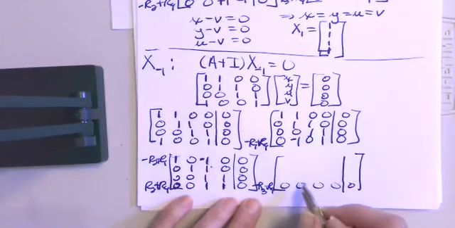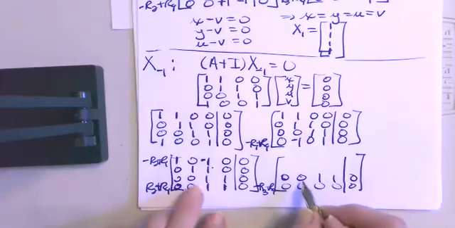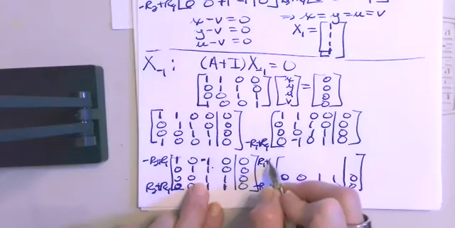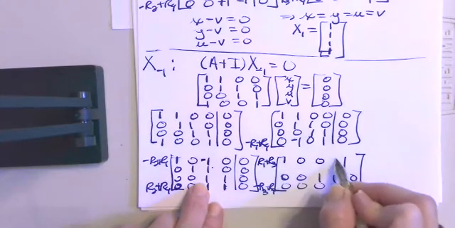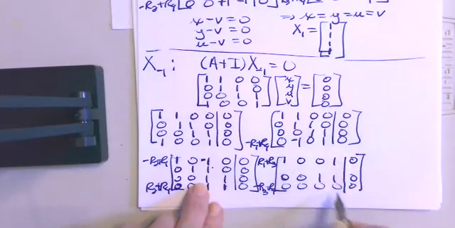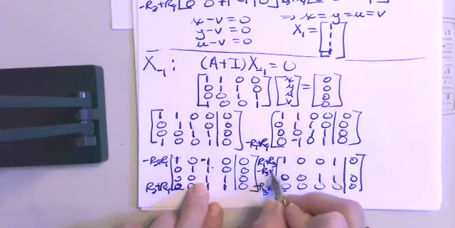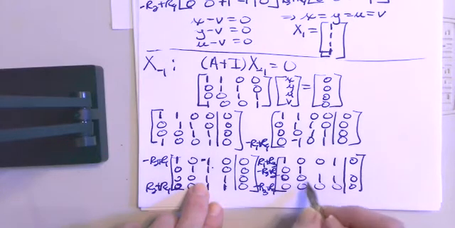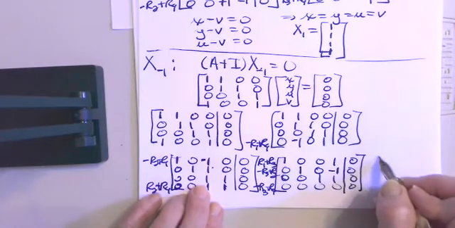Okay, this row I leave alone. Okay, and to get rid of the 1 up here, I just add row 1 and row 3, and then I'll get 1, 0, 0, 1, 0. And then here, I'll have to do minus row 3 plus row 2, and that'll give me 0, 1, 0, minus 1, 0.